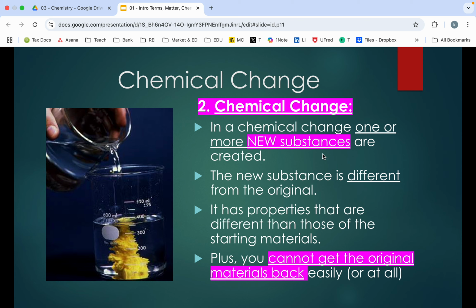Chemical change. You always have a new substance. Always. It's different from what you started with. So you might start with hydrogen and oxygen, two gases separate, and all of a sudden it turns into water. You can't separate out the hydrogen and oxygen that make up the water very easily at all, and so you've got a chemical change. It has properties that are different, meaning its boiling point, whether or not it's malleable, what it looks like, all those sort of things are going to be different from what you started with, and you cannot get the original materials back easily. In some cases, you can't get them back at all. That's a chemical change.